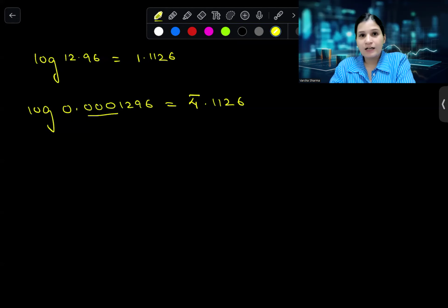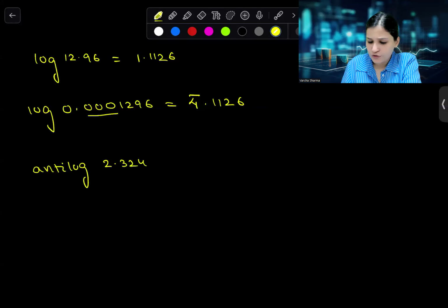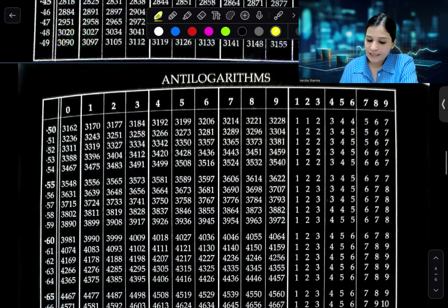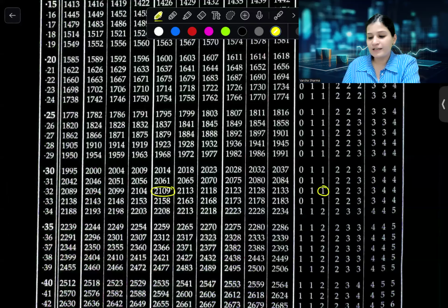Okay, then anti-log. When we are finding anti-log, say anti-log of 2.3243. So anti-log means I have the answer. That means this 2 is the characteristic and this is the mantissa. In our table, we only look at the mantissa part in case of anti-log. So we'll first look at 3243. So in anti-log, 0.32, fourth value, and third mean difference. If I add, what will we get? 2110.